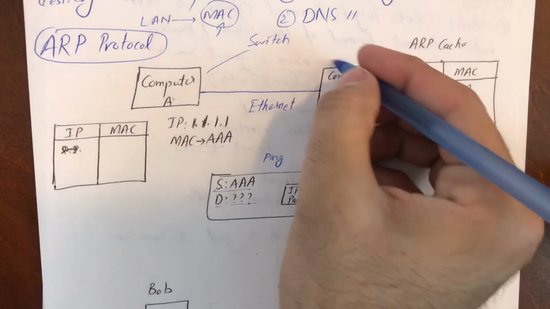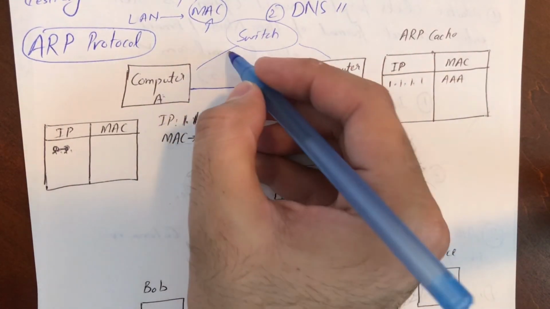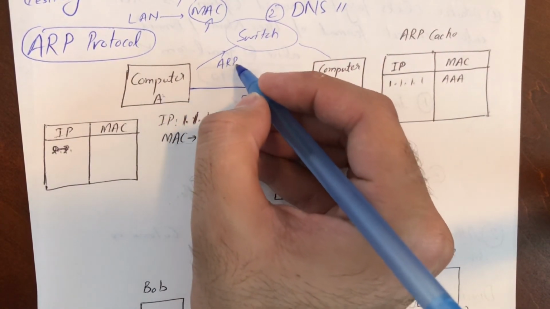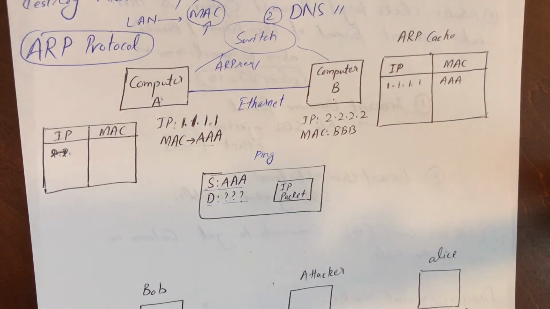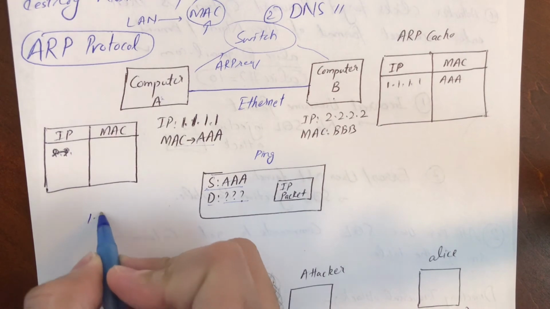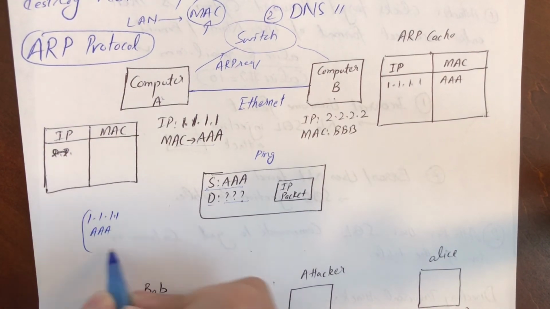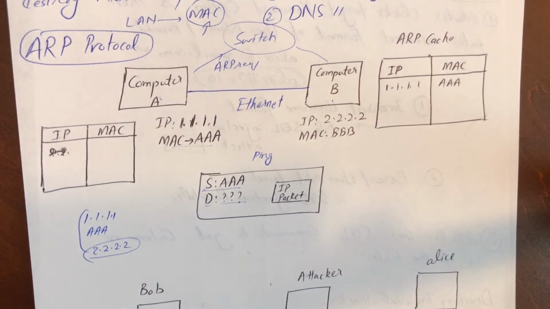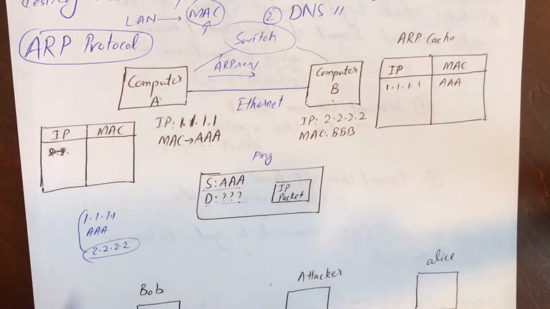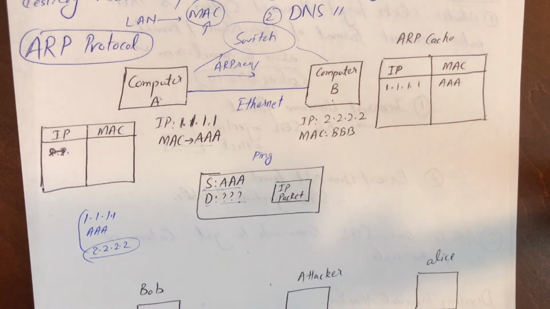Now what will happen? This computer will send an ARP request. ARP request is basically like: "Hey, my name is this, this is my IP address, this is my source MAC address, and I'm looking for the MAC address of 2.2.2." So everybody, this is called an ARP request. An ARP request is a broadcast signal. Everybody will receive it, including computer B.